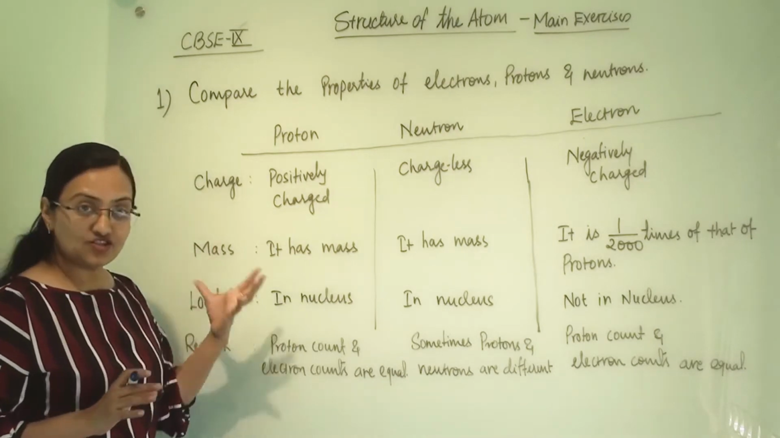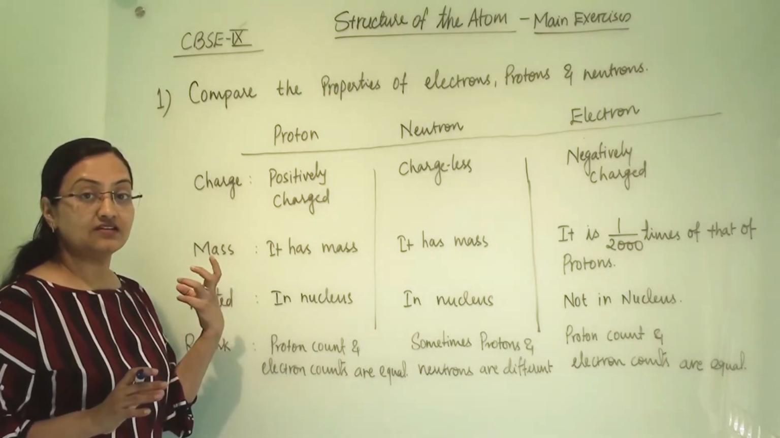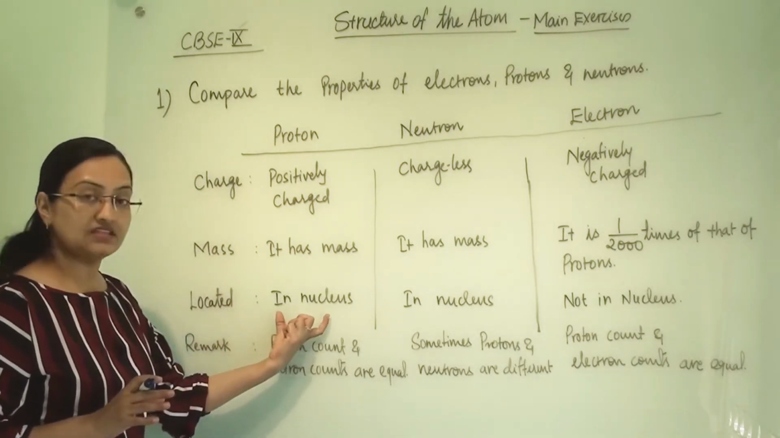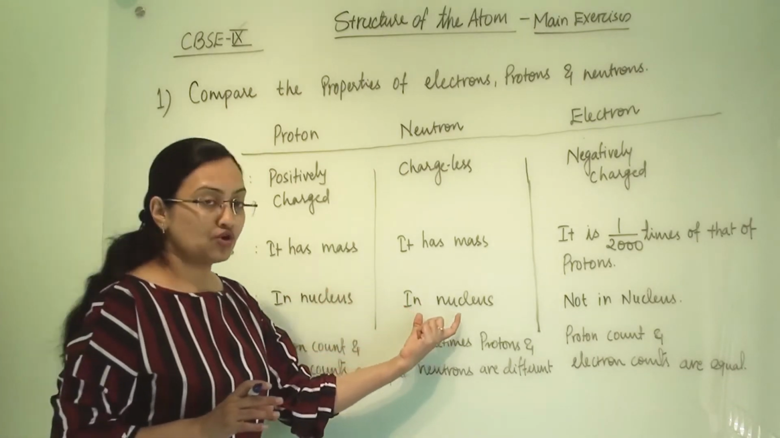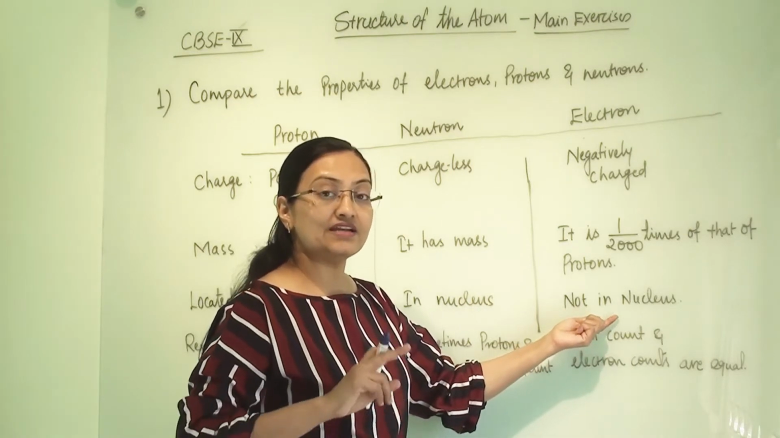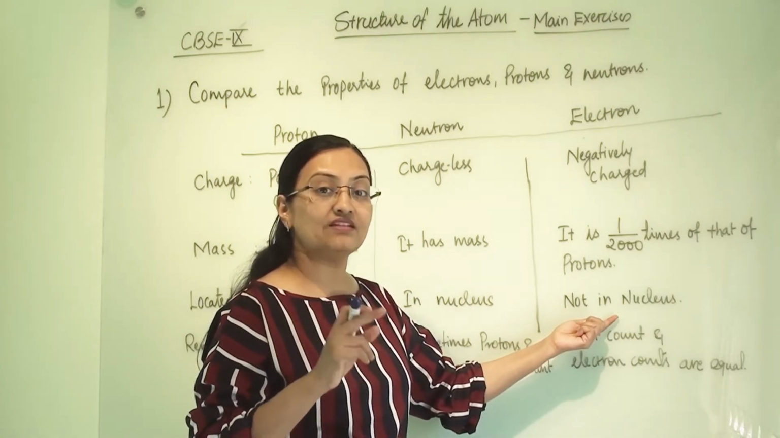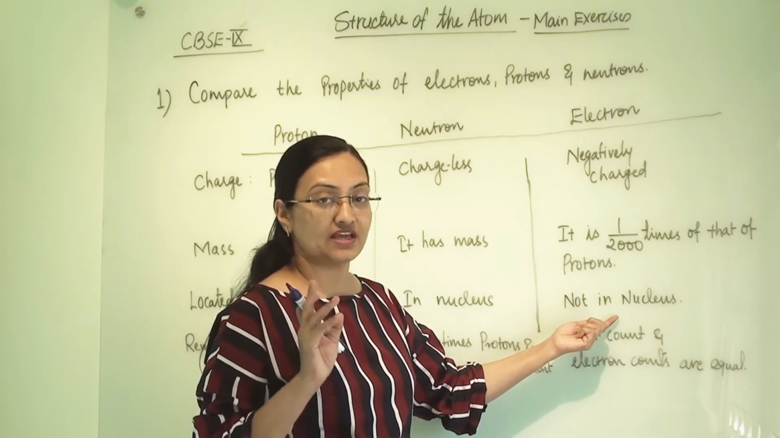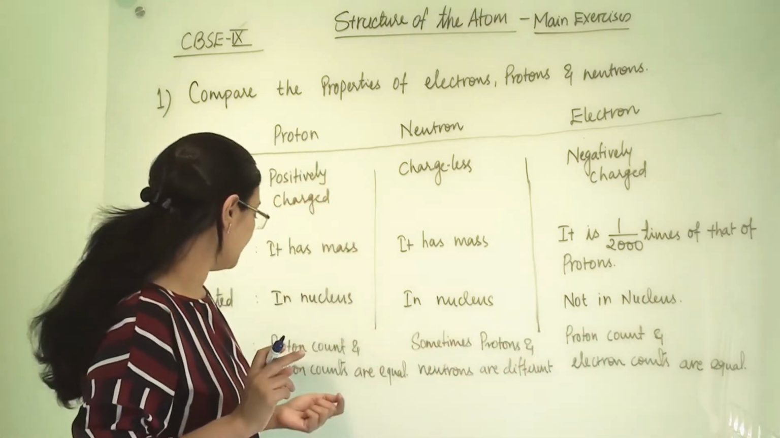Now where are they situated? Where are they in the atom? Protons are in the nucleus. Neutrons also are in the nucleus. Electrons are not in the nucleus; they are outside the nucleus and rotating around it. Any of this you can write here.